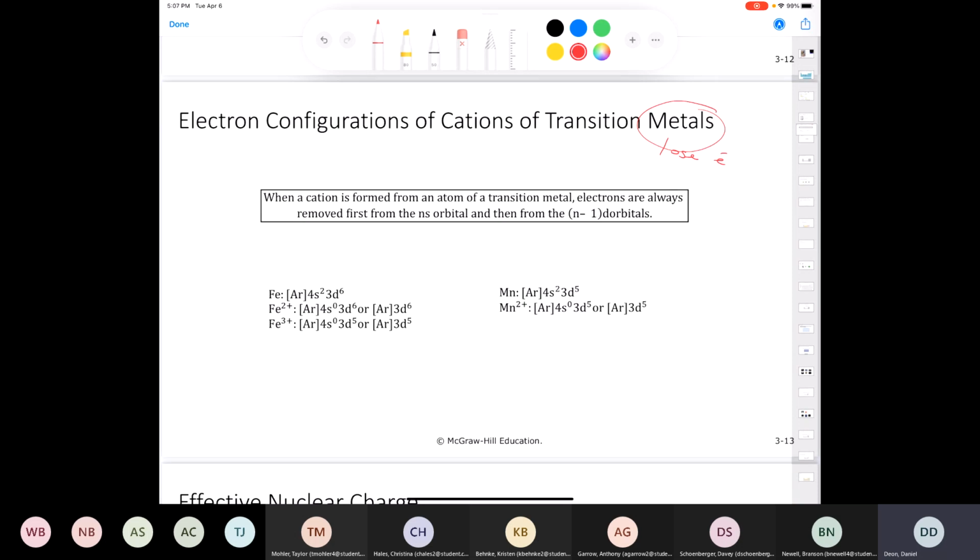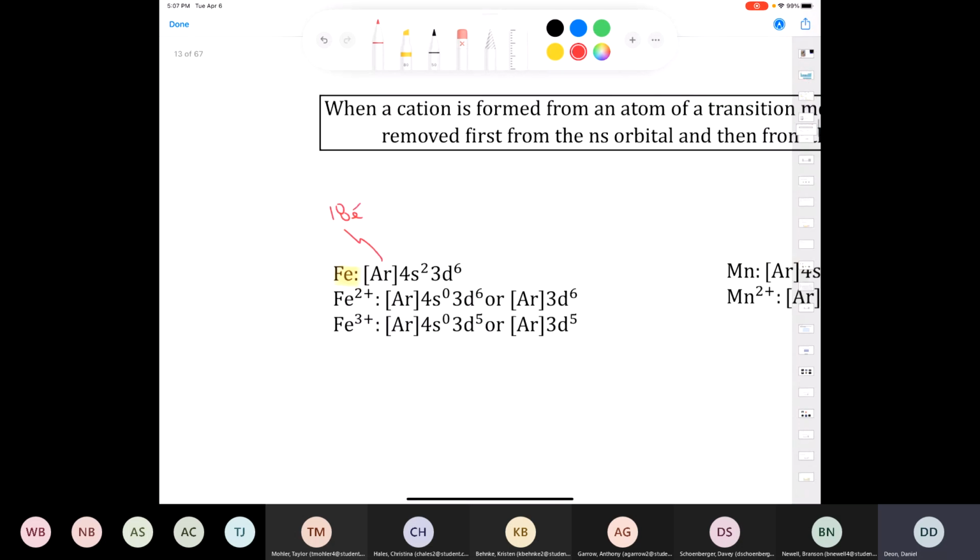For example, if we take a look at the electron configuration of iron, you see that iron is element number 26 in the periodic table. So its shorthand electron configuration is argon, which covers the first 18 electrons, right? Because argon has 18 electrons, plus 4s2, and then 3d6. But iron can form 2 possible cations. It can form an iron 2 plus cation or an iron 3 plus cation. Say, for example, if you had FeCl2, you can also have FeCl3, right? Those are iron 2 chloride and iron 3 chloride, respectively.